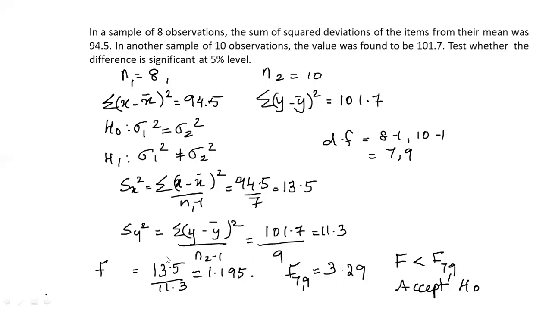So since 13.5 is greater, you take that to the numerator, and hence your degrees of freedom will be in the order 7, 9. From the table, you get the value 3.29. From the calculation, you get the value 1.195. Hence, since the calculated value is less than the tabulated value, it falls in the acceptance region. And we can say that the two variances are equal, or that they are both taken from the same population or have similar variance.